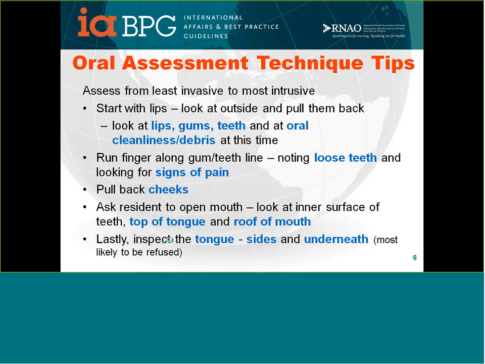Pull back the cheeks and have a good look at the tissues on the inside of the inner cheek surface. Have the resident open their mouth. Assess the inner surfaces of their teeth, the tops of the tongue, and the roof of the mouth. Finally, inspect the sides and underneath the tongue. As mentioned in previous sessions, this is the most common area of the mouth for oral cancer to be found. This is also the area where you may encounter the most resistance.